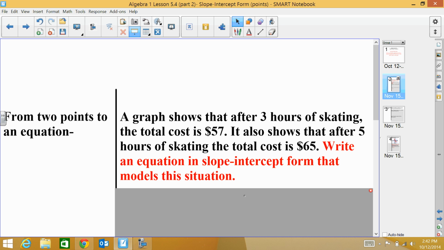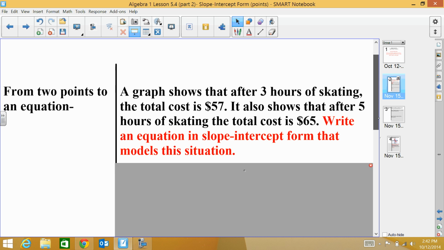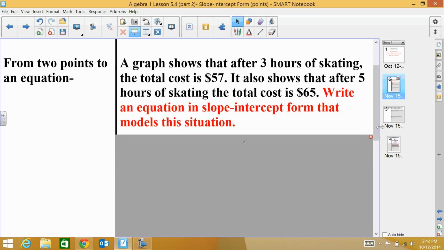A graph shows that after 3 hours of skating, the total cost is $57. It also shows that after 5 hours of skating, the total cost is $65. Write an equation in slope-intercept form that models this situation. So let's think about that. It says a graph shows that after 3 hours of skating, the total cost is $57.